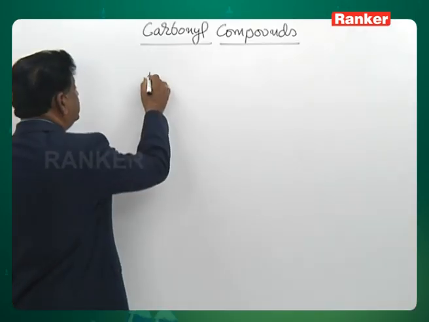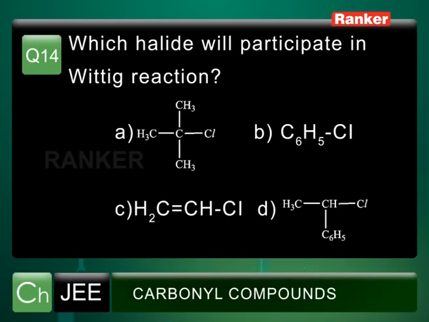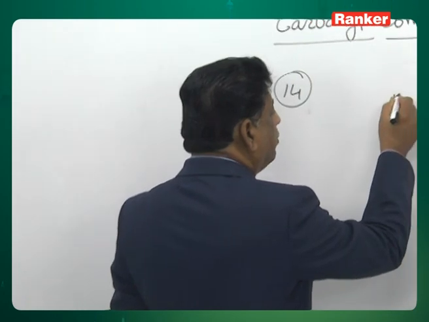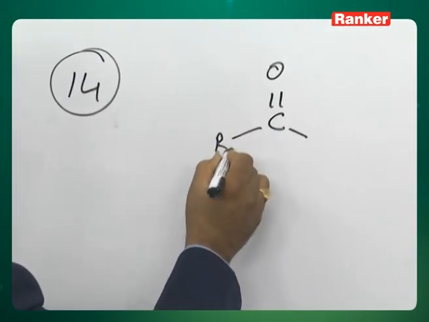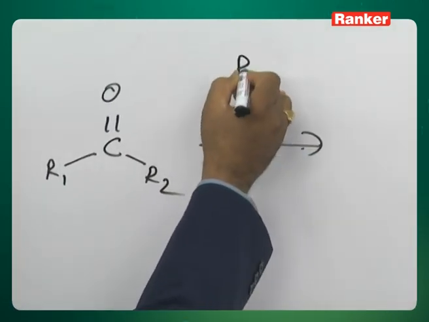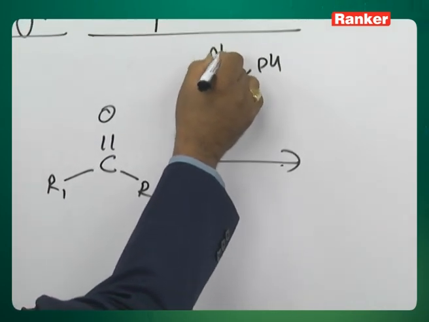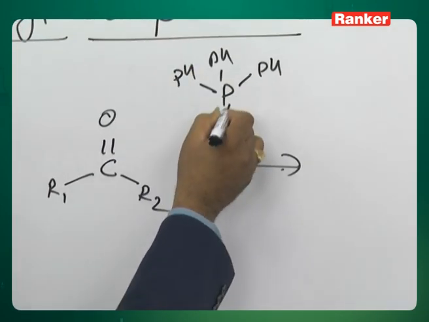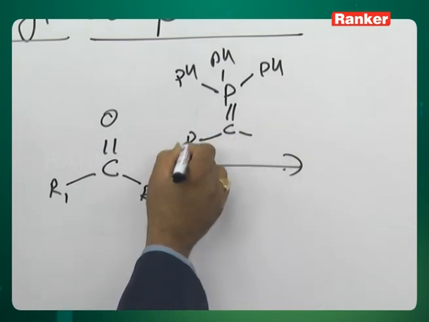Question 14. Which halide will participate in the Wittig reaction? You must know the Wittig reaction, but the options are given: one is a tertiary compound, tertiary butyl chloride, one is an aromatic aryl halide, C is a vinyl halide, and D is a secondary alkyl halide. So what does the Wittig reaction mean? A carbonyl group having R1 R2, when treated with a reagent called a phosphorus ylide with triphenyl, a carbon with R3 and R4.